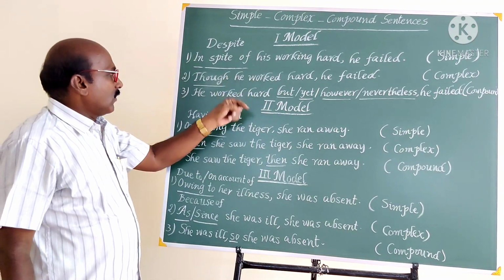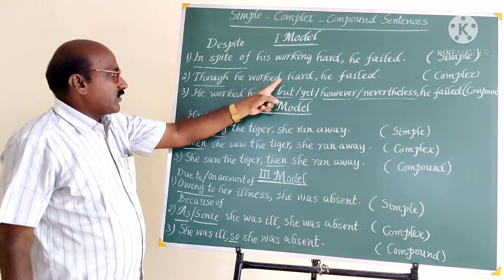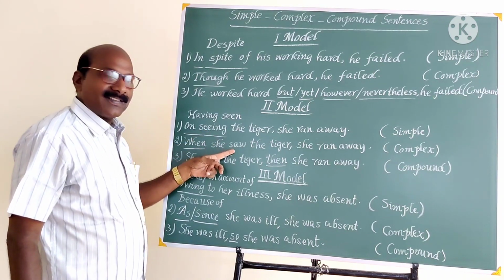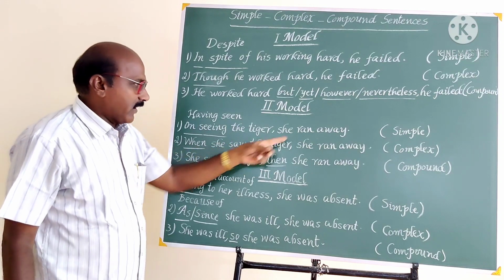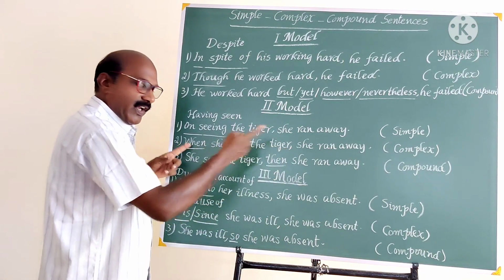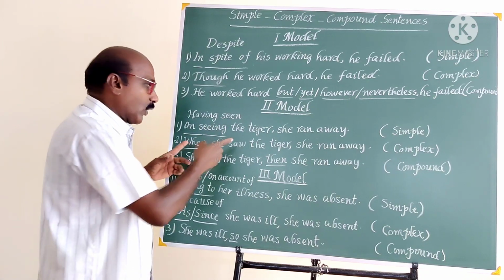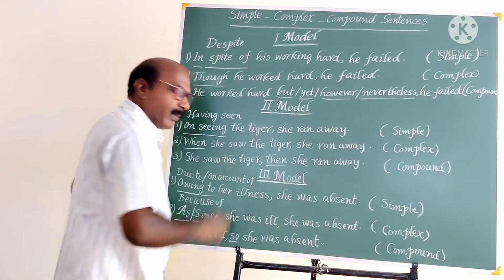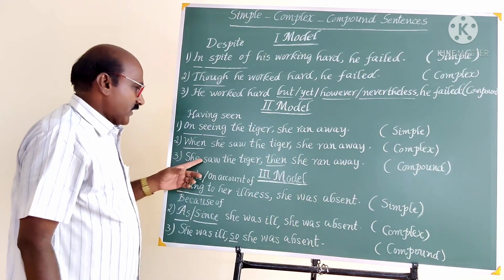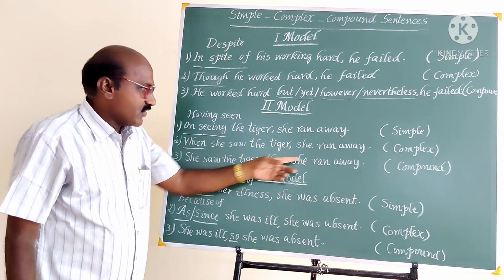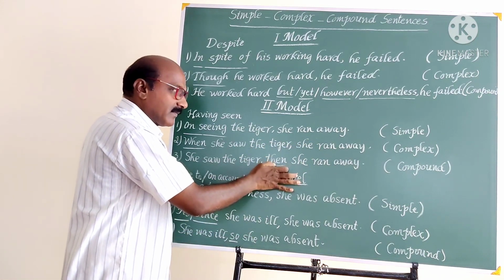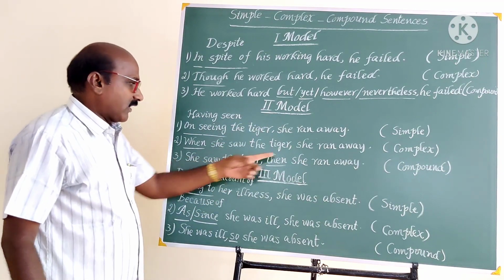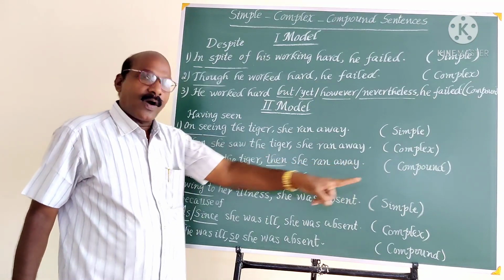Here also, working, non-finite verb, is changed into finite verb, worked. Here also, seeing, non-finite verb, is changed into finite verb, saw. When she saw the tiger, she ran away. When she saw the tiger, it gives incomplete meaning. So this is subordinate clause and this is main clause. Combination of one main clause and one subordinate clause is complex sentence. And the compound, she saw the tiger, then she ran away. By using then, we can make two main clauses. It is one main clause and it is another main clause. A combination of two main clauses is a compound sentence.